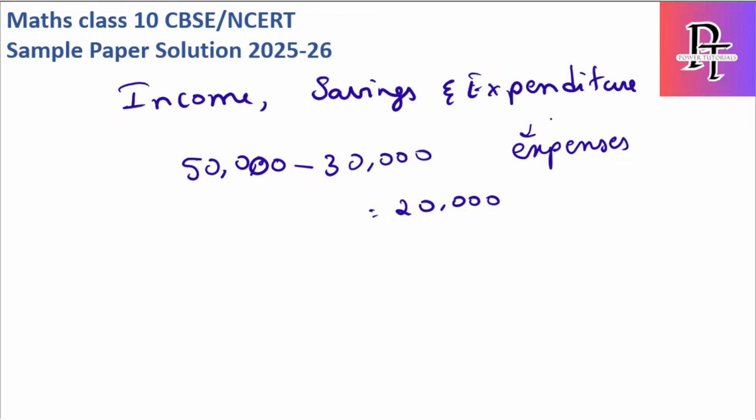So hope you understood what income is. Income is nothing but salary. Expenditure is nothing but the expenses happening in that particular month or year, and savings is whatever is remaining after subtracting expenditure from income. Okay, now let's go to the question.